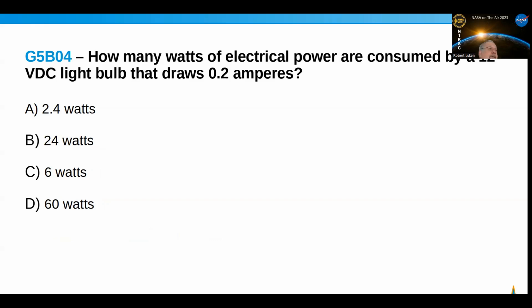Okay. This is probably a hard one. How many watts of electrical power are consumed by a 12-volt DC light bulb that draws 0.2 amps? So we know the voltage and we know the current. We want to know the power. We'll put our finger over the key. What do we get?